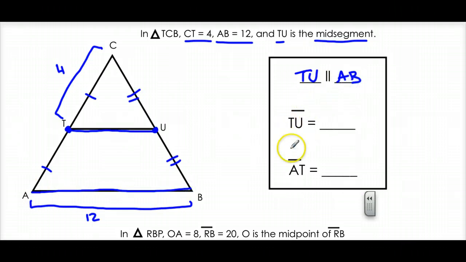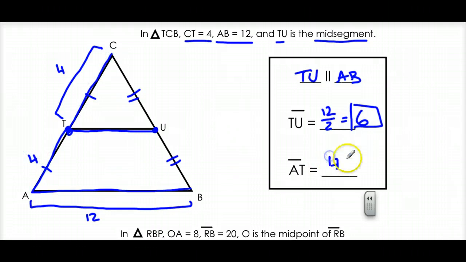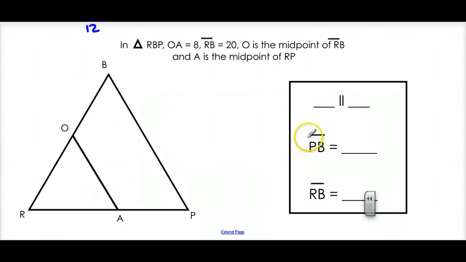Now we want to know what TU is equal to. Well, we know that our midsegment is equal to half our base. So if our base is 12, TU will just be half of that. So we'll just take 12 divided by 2 and we get 6. TU is equal to 6. And now we want to know what AT is. Well, once again, if T is the midpoint, we know that line segment AT is congruent to TC. So AT must be 4. Beautiful. Alright, let's try another example.